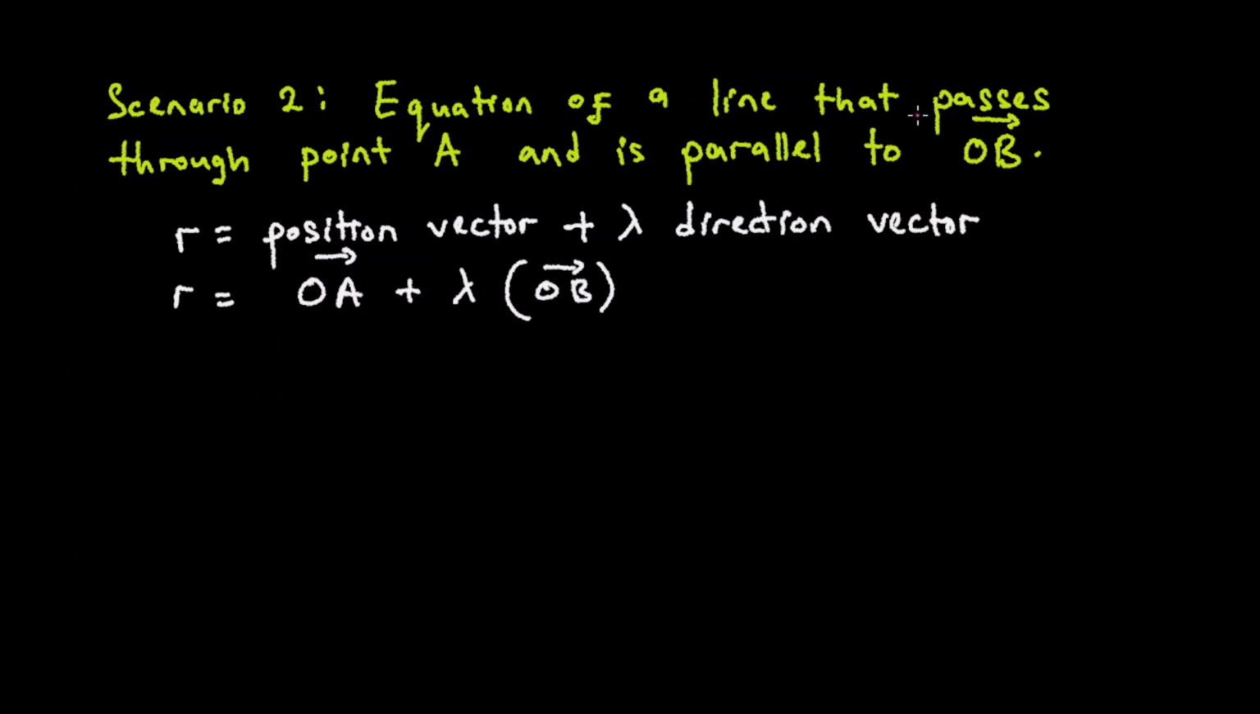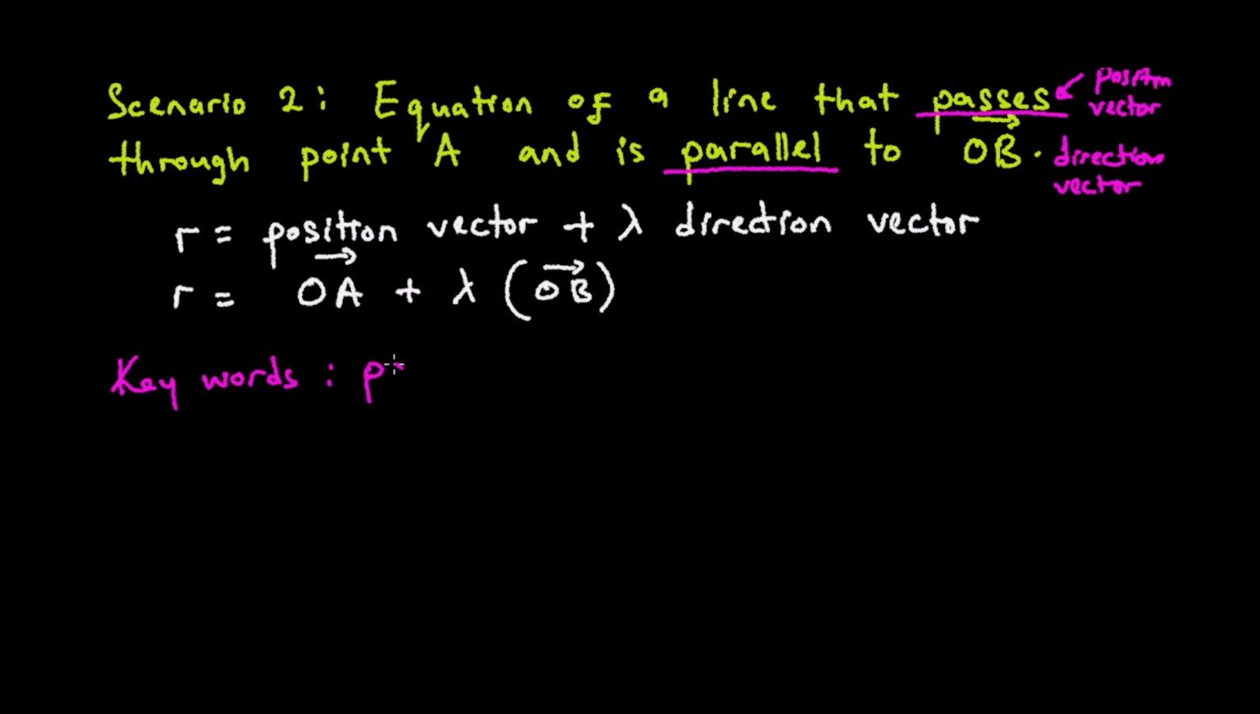When you see the keyword passes, you then know that this is where you will find your position vector. So whatever comes after passes is your position vector. Whatever comes after parallel is your direction vector. Those are things you must know. So we have keywords. If it says passes, or goes through or whatever synonyms, know that they are giving you the position vector.